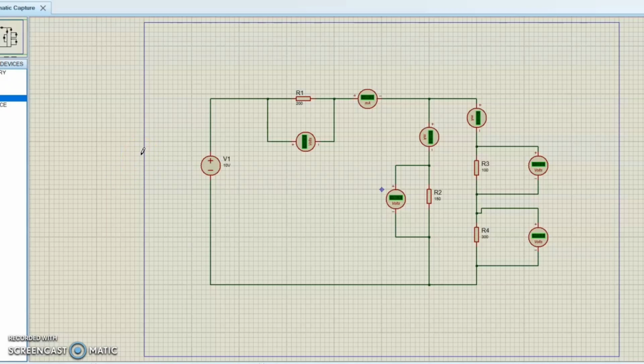Right now I am going to explain about activities 4 and 5. Sorry to inform, my webcam had a problem, so I cannot show my face.